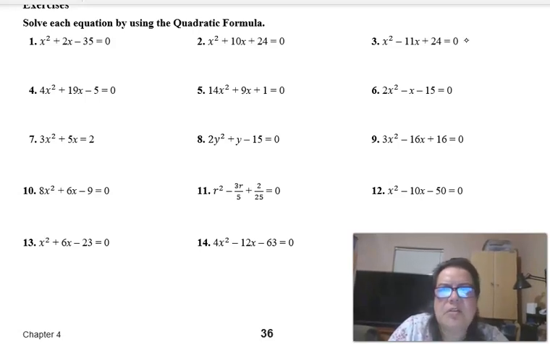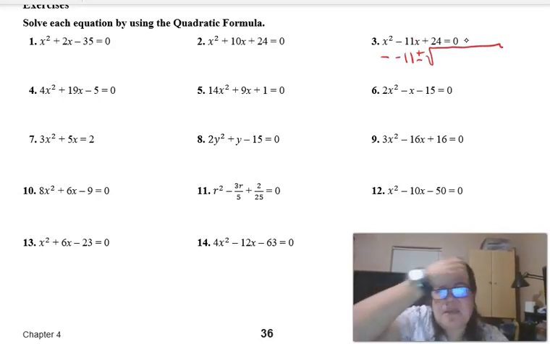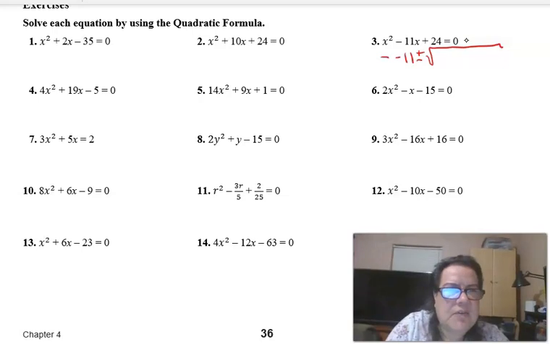So in this particular problem, let me just say the quadratic formula from memory. Negative b, so that means I need to take a negative 11, plus or minus the square root of b squared. So that would be this number squared. And 11 times 11, I believe it was negative and negative, positive. It's 121. So there's my b squared, minus 4 times a times c.